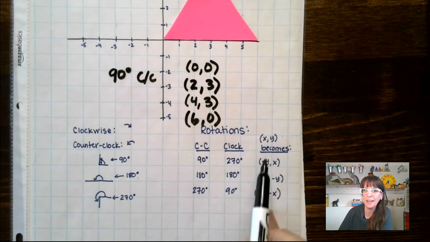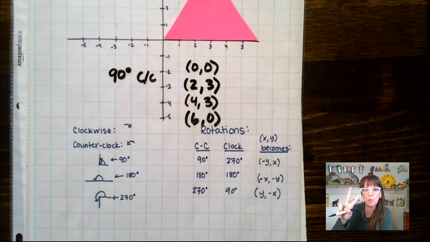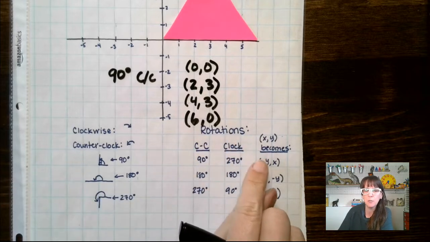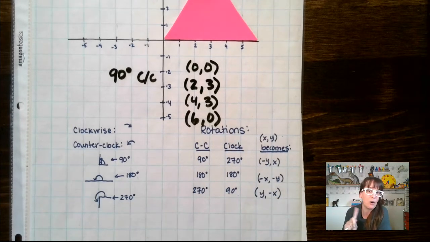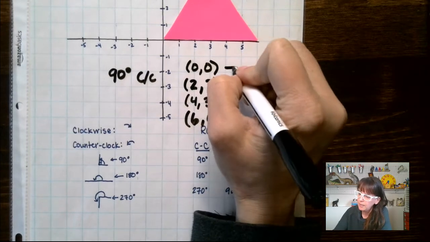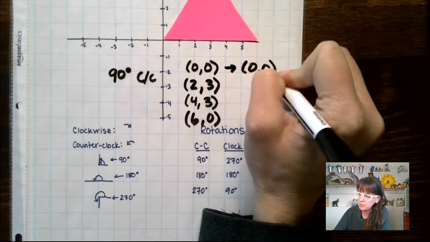Our XY becomes this. And you'll see that we switch our X and our Y. And then we switch the sign of the first one, right? Because that's going to become negative. Sometimes they're already negative and you have to make it a positive, but in this case, all of our numbers are positive. So 0, 0 is fairly easy because we can just swap it like that.